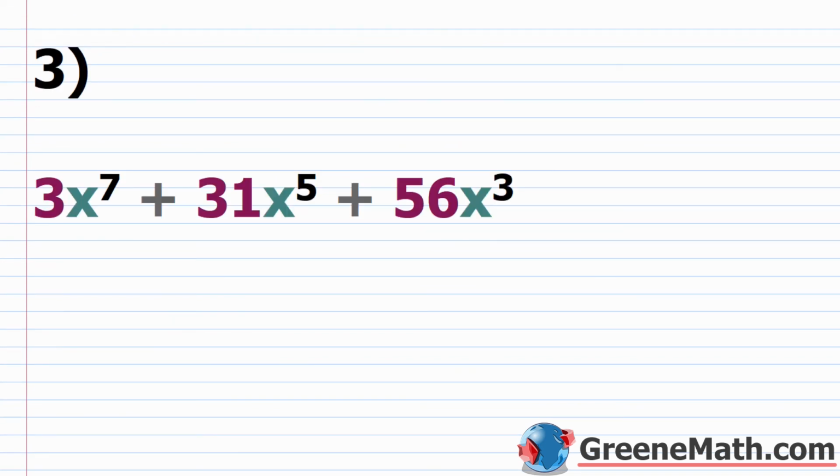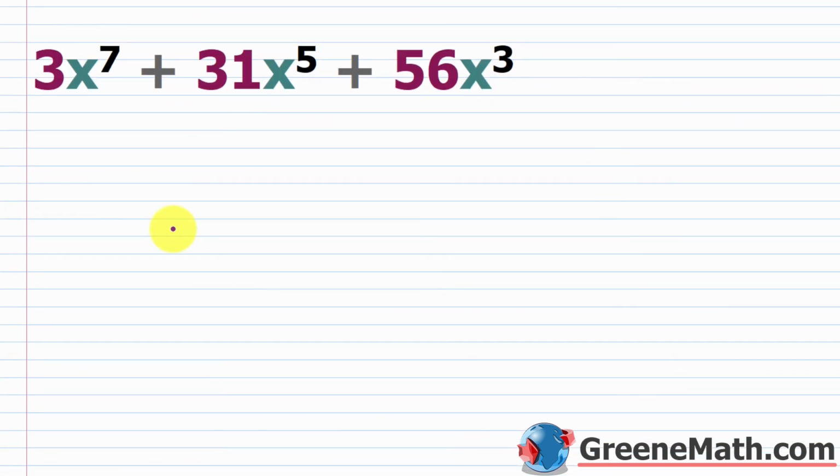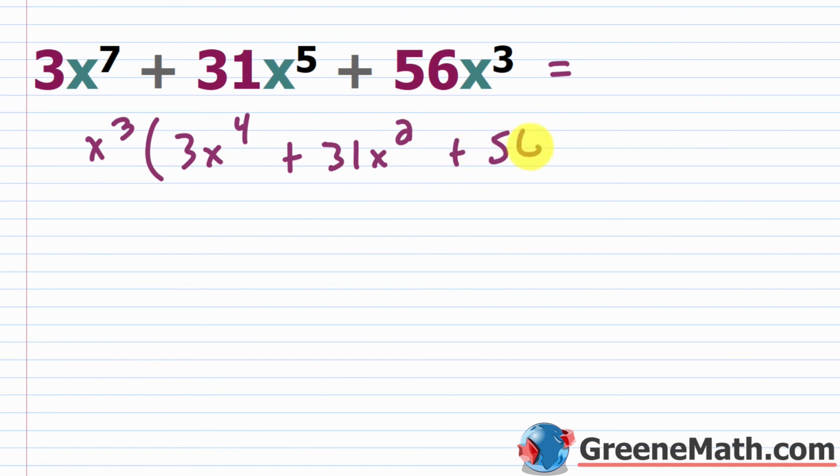Okay, let's look at question number 3. So we have 3x to the 7th power plus 31x to the 5th power plus 56x cubed. Scroll down a little bit. So you'll notice that 3 is a prime number and so is 31. So number-wise, I can't get anything out. But variable-wise, I have an x, an x, and an x. The smallest exponent is a 3. So I know I could pull out an x cubed here. This would give me 3x to the 4th power plus 31x squared, then plus 56.